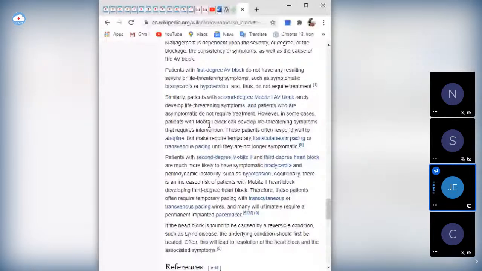But sometimes you may now need transcutaneous pacing or transvenous pacing. And they also respond well to atropine.